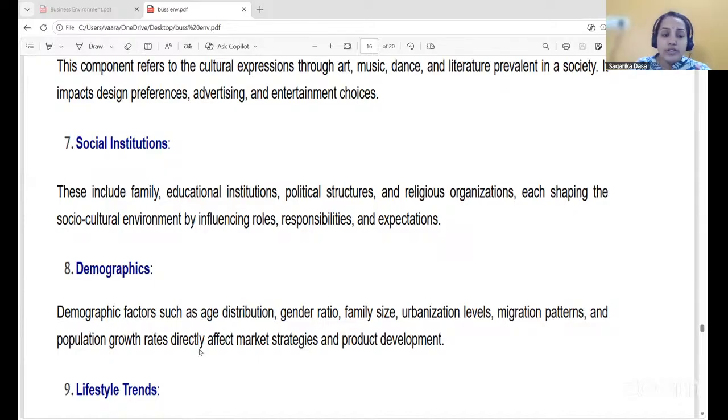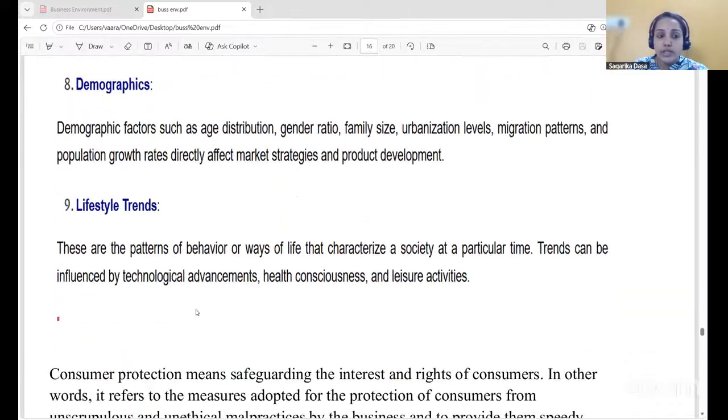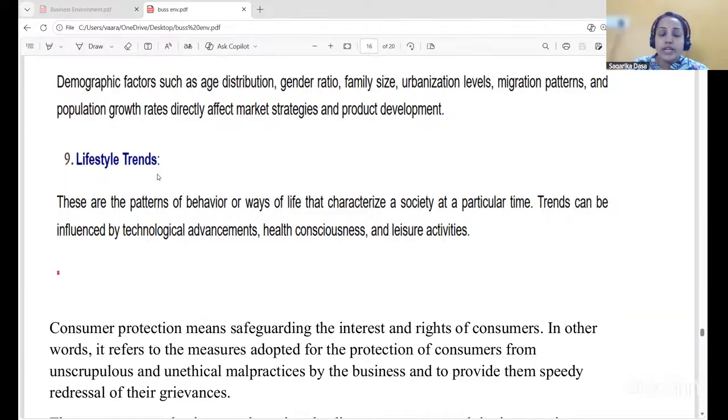Then we have demographic variables such as age distribution, gender ratio, whether the males are more or the females are more, family size, the number of family members included in a particular family, whether a four-member family, two-member family, or six or eight-member family, urbanization level like rural or urban or remote rural, migration patterns, whether they have migrated from one country to another country or one state to another state, and population growth rates are also included in the demographic variables.